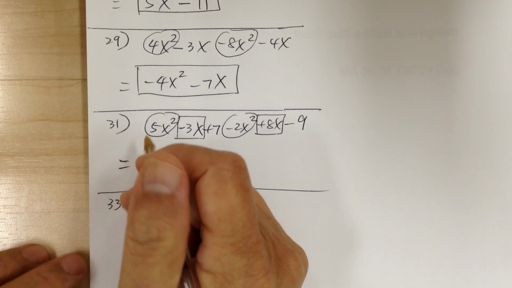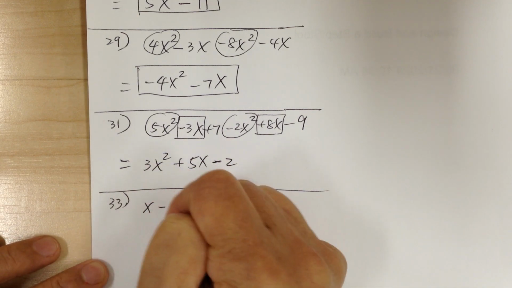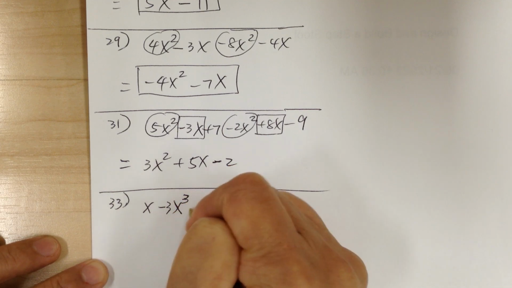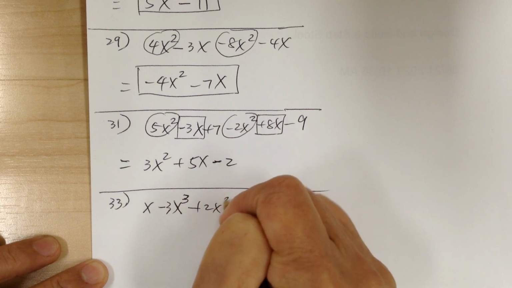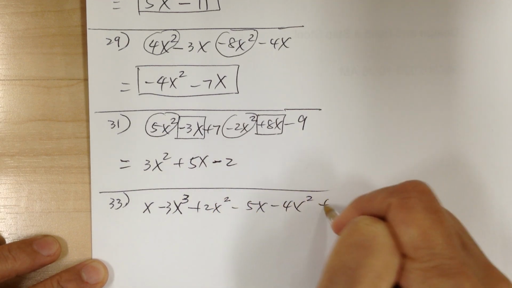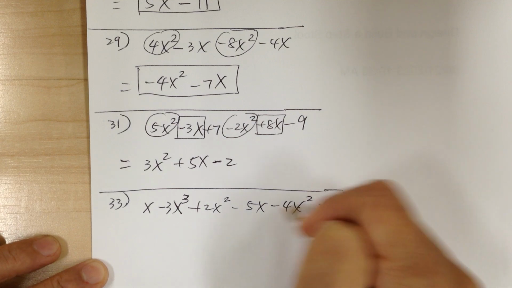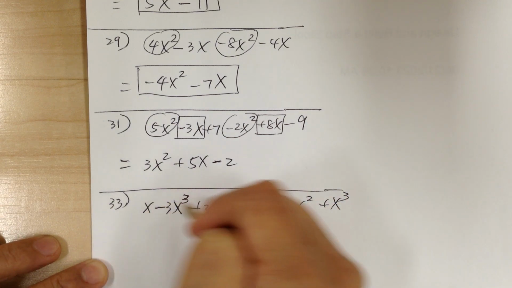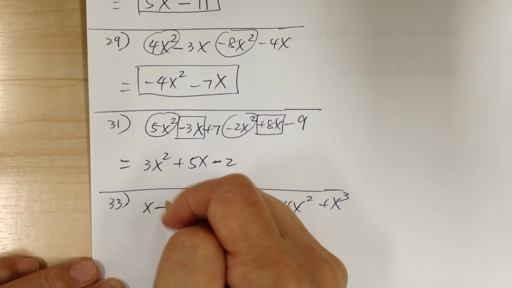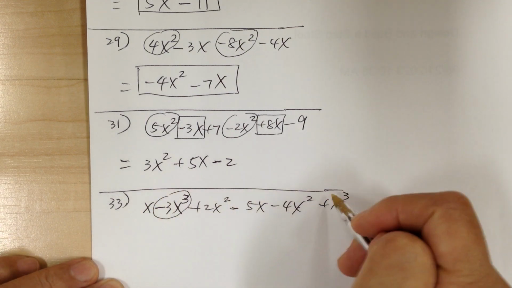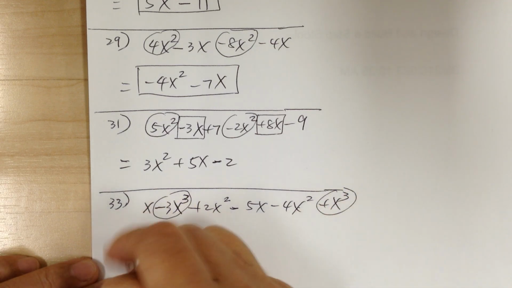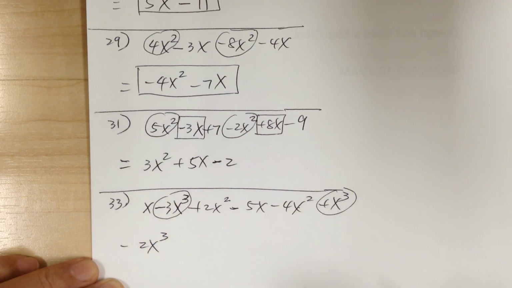Okay, 33. So you have x minus 3x cubed plus 2x squared minus 5x minus 4x squared plus x cubed. Okay, so first we're going to identify the like terms. Start with the highest degree. So the cube, so let's do the cube. Look for the cube. So negative 3 plus 1 would be negative 2x cubed, right?